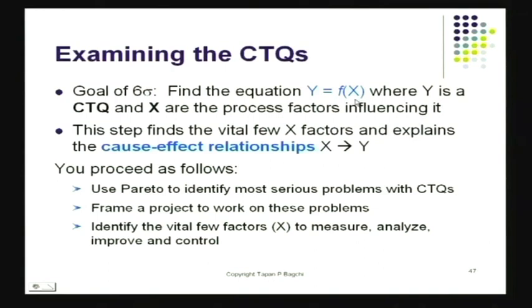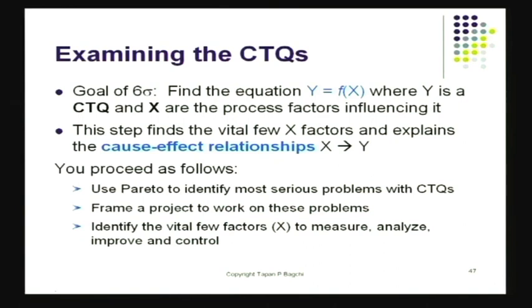I have to locate the correct X so that I can drive this Y to the target value or to a level of defect that is acceptable to the customer. So I've got to establish what we call cause and effect relationships between the control variables and the CTQ as it is measured. How do we do this? We use the Pareto to try to identify the most critical CTQ, the thing that customers are generally unhappy with. I frame a project to be able to do this.